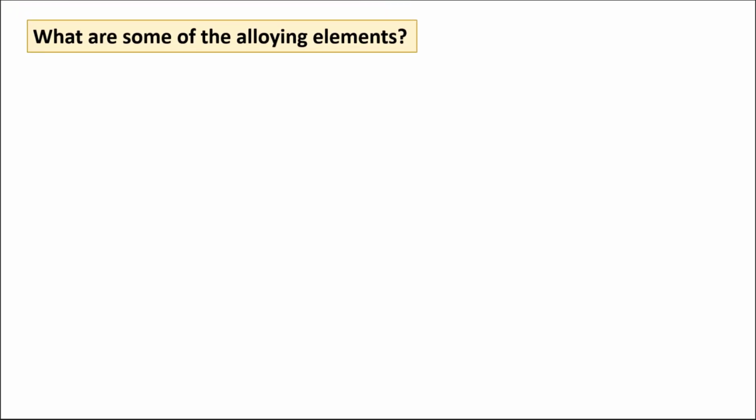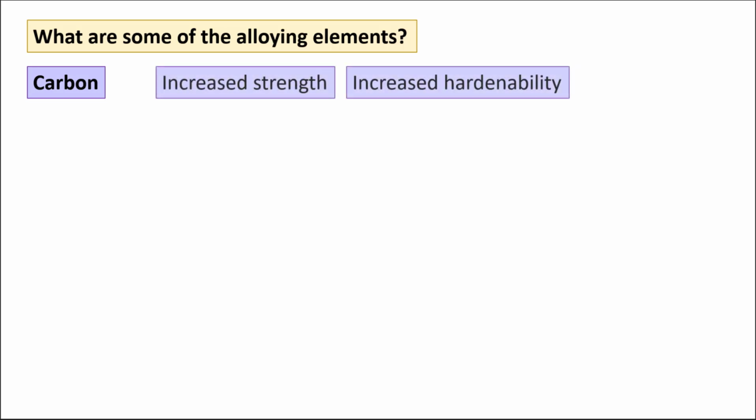What are some of the alloying elements for steel? There are many elements that can be alloyed with steel. Here are a few and why they are used. Carbon is, of course, what makes steel steel. It gives steel its improved strength over iron, but it also gives steel the ability to be hardened through heat treatment processes.